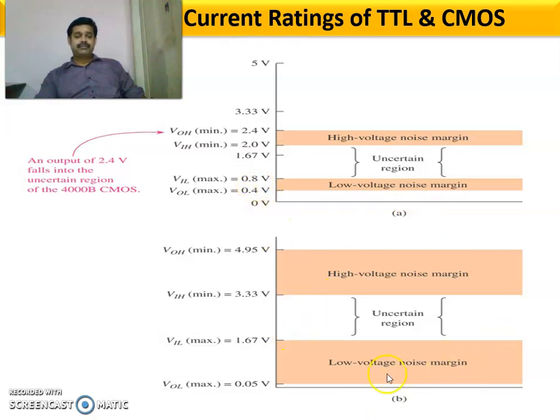Similarly, this is for TTL and this is for CMOS. For CMOS, VOH is nothing but 4.95 volt. VIH minimum is 3.33 volt. VIL maximum is 1.67 volt and VOL maximum is 0.05 volt.